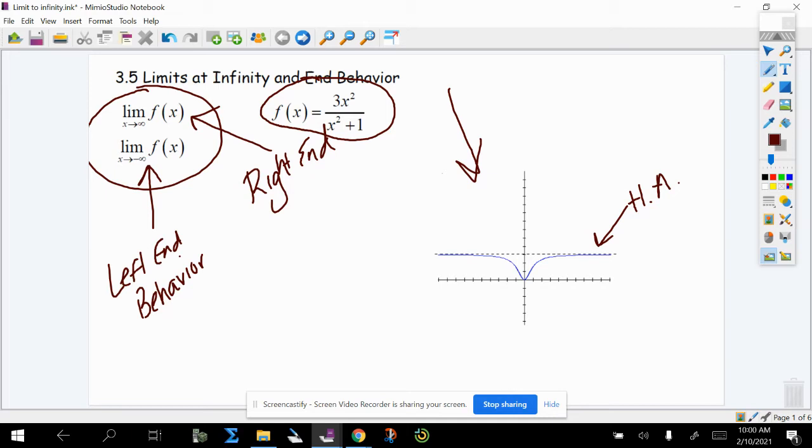And my goal for you is that you can look at this equation and know what the end behavior is without having to graph it. And here's how we do that. The key is we look at the degree of the numerator and denominator. Degree is the highest exponent. That's a word from Algebra 1.